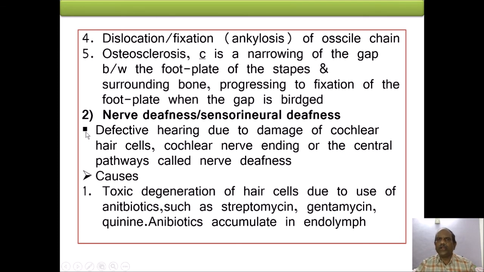It is defective hearing due to damage to the cochlea, or better said, damage to the cochlear hair cells, cochlear nerve endings or central pathways, called nerve deafness. It is the inability of the nerve to conduct the sound impulses. What are the causes? The commonest causes are toxic degeneration of the hair cells due to use of antibiotics such as streptomycin, gentamicin, quinine. Antibiotics accumulate in the endolymph.